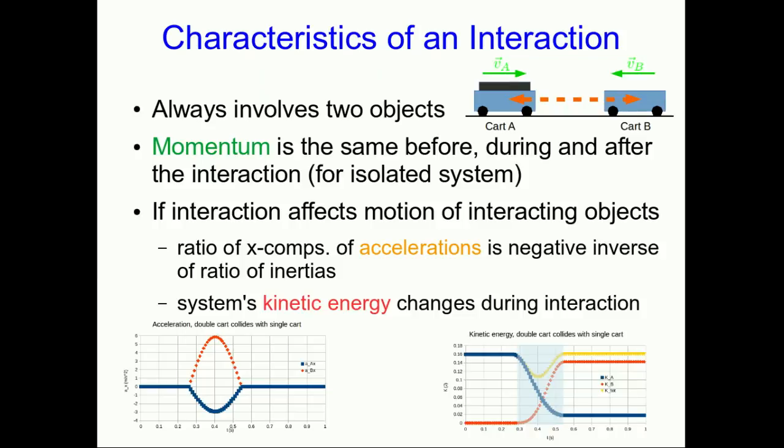And finally, we've seen that the system's kinetic energy changes during the interaction. We can get kinetic energy converted into internal energy during the interaction. And if the conversion is reversible, then we will tend to get all of that kinetic energy back. But we can also have an irreversible change during the interaction where some of that kinetic energy gets changed permanently into internal energy of the system.